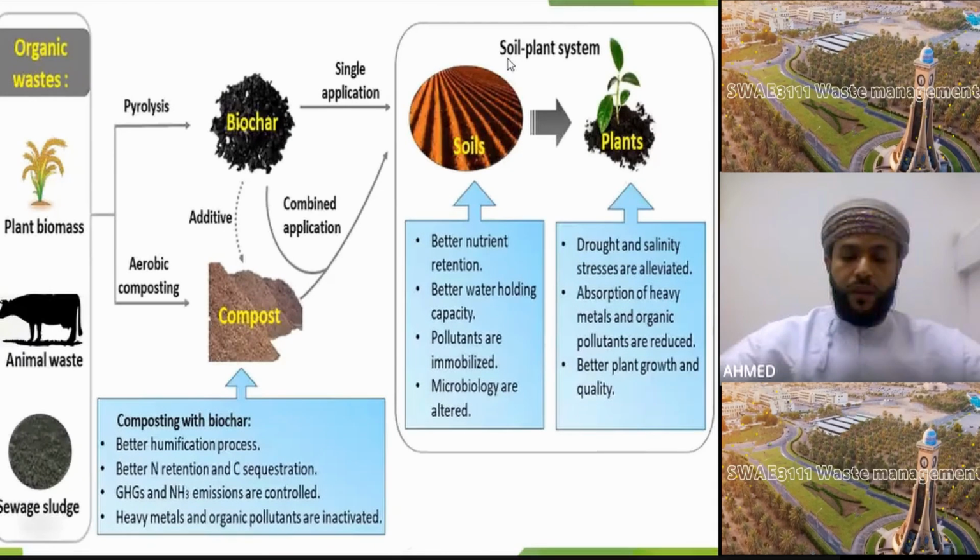For example, when we use it as an additive to the compost, the humification process will be better, and so will nitrogen retention and carbon sequestration. It will limit greenhouse gas emissions. Heavy metals, it will also immobilize or absorb. When we apply it directly to the soil, it will modify the physical and chemical properties of that soil.